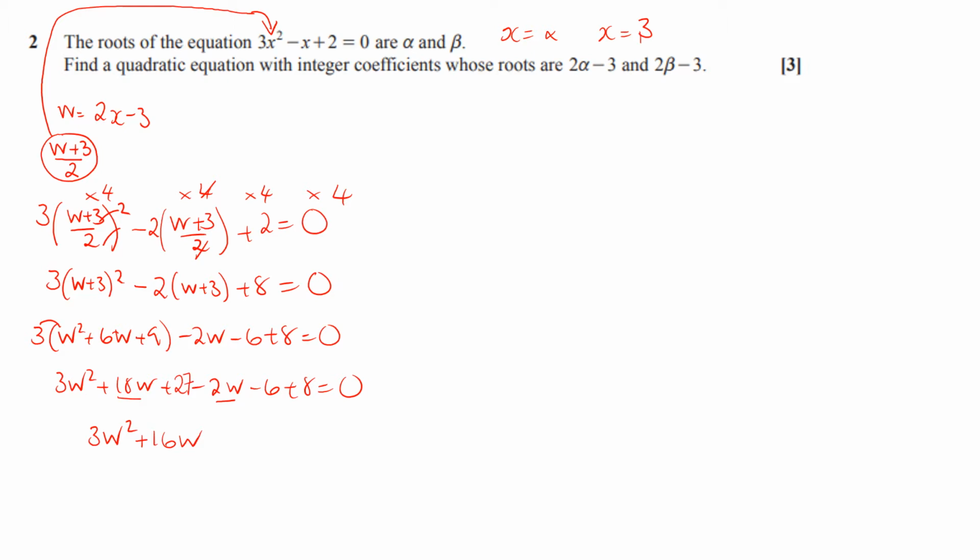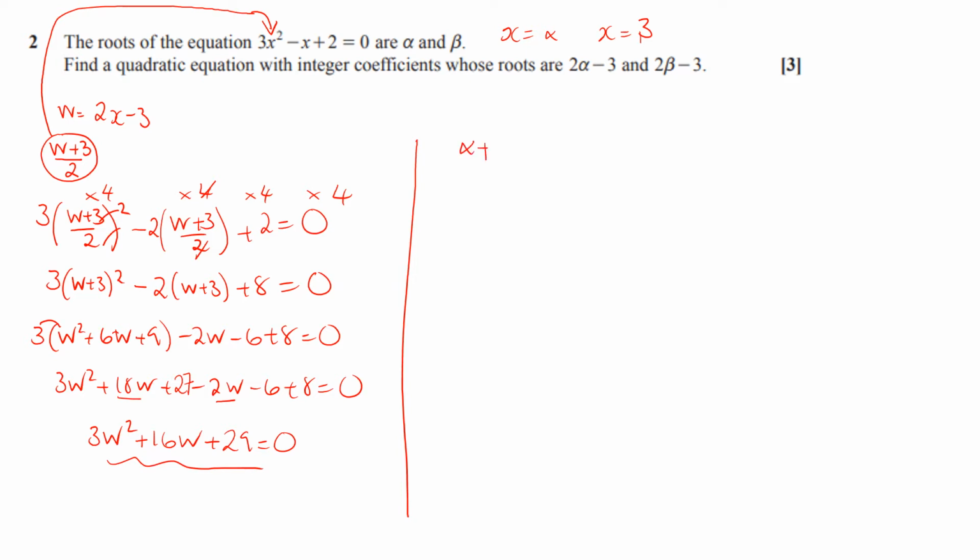Up 27, down 6, 21, up 8 is plus 29 is equal to 0. So that would be one method of finding it, but you could use another method. So you could use the sum of the roots and the product of the roots.